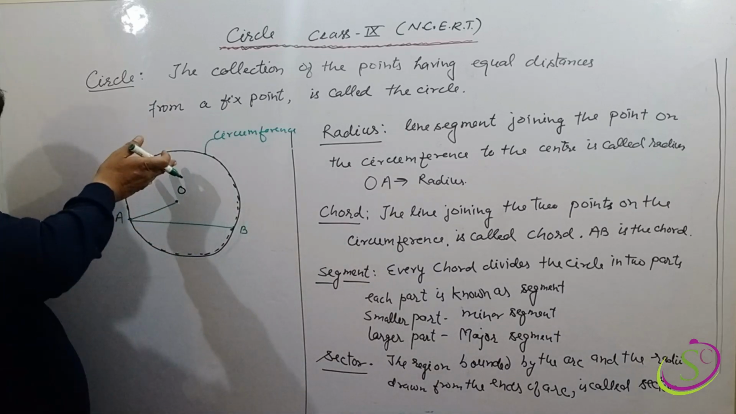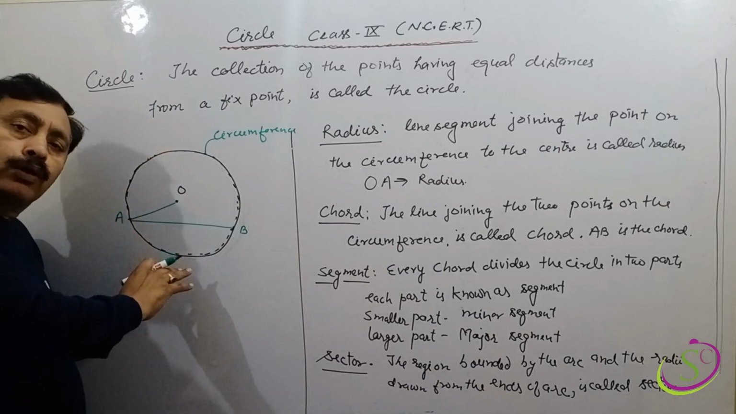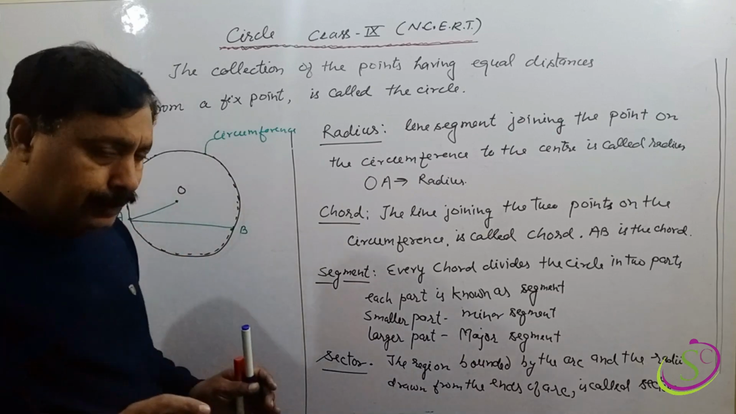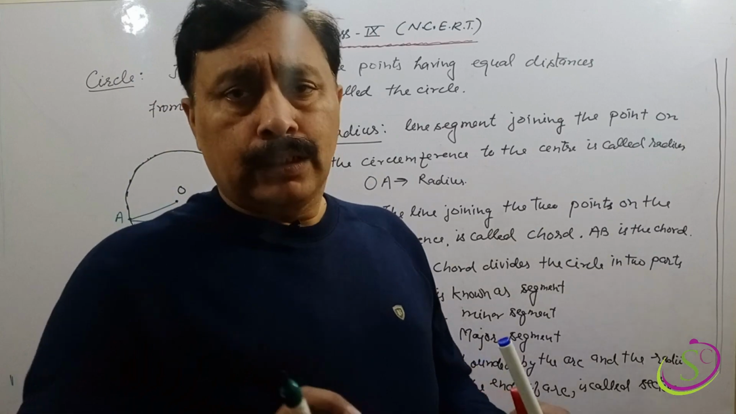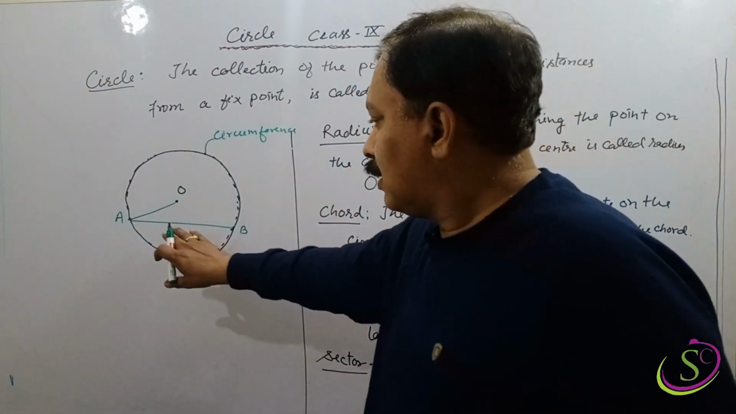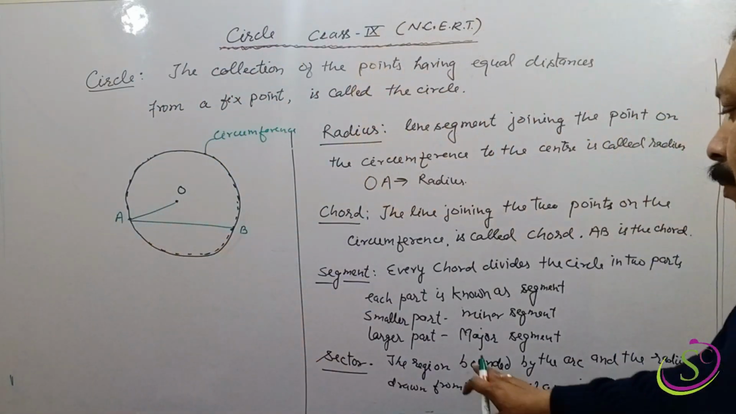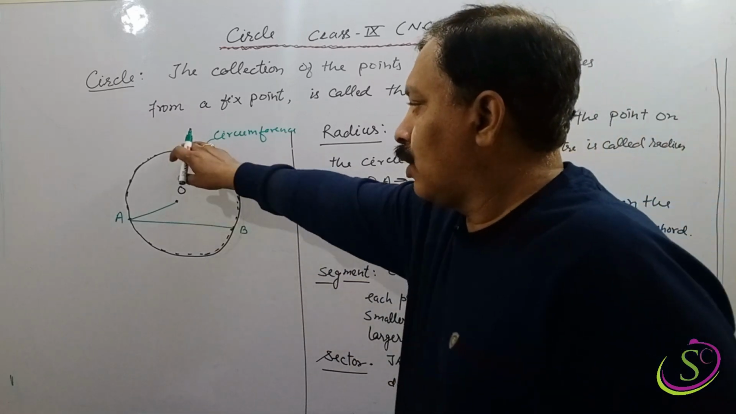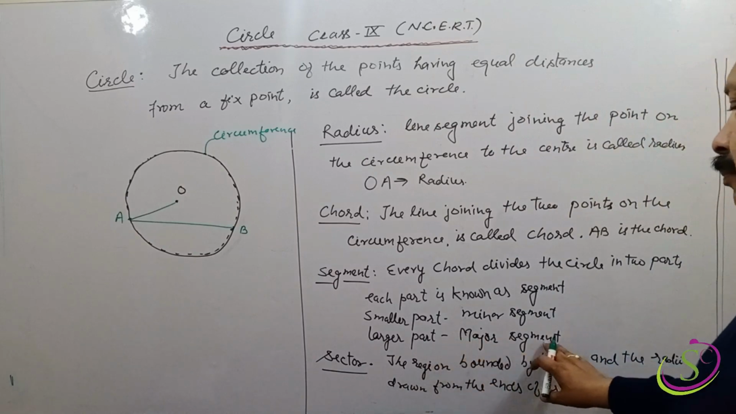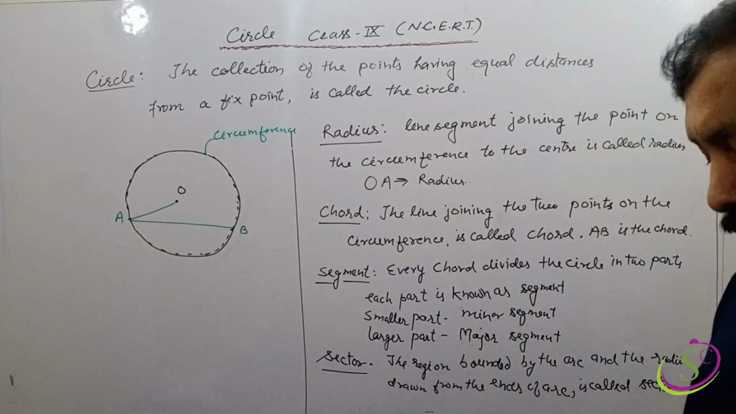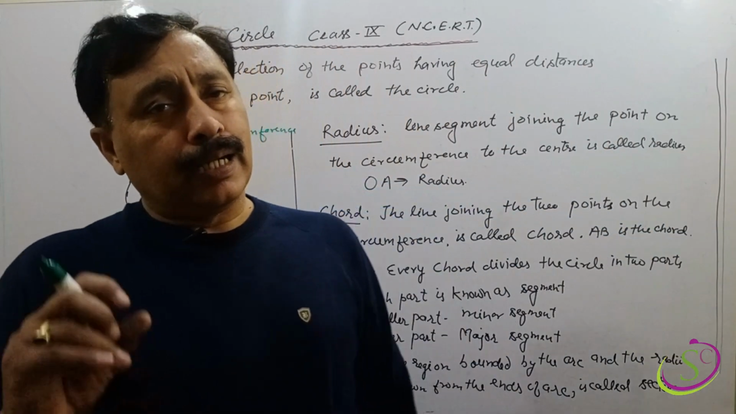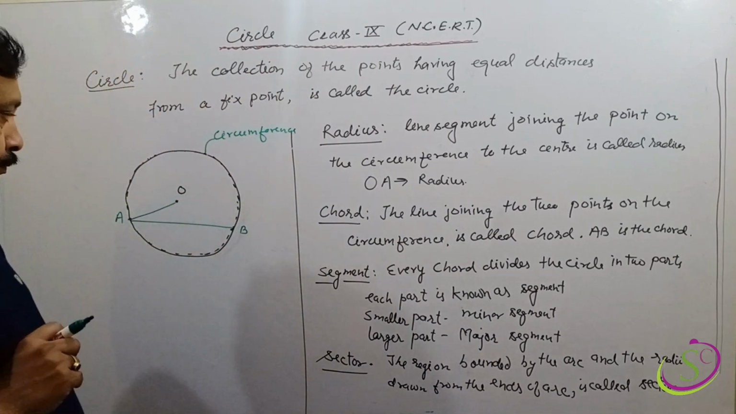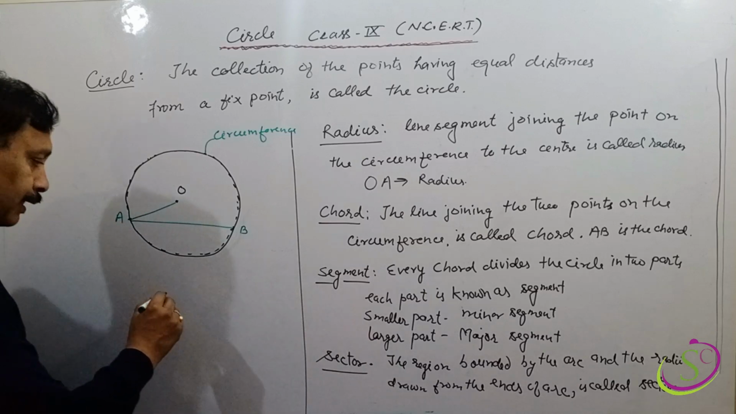Again you see, this chord AB divides whole circle into 2 parts. One is above the chord AB and one is below the chord AB. And one is larger, one is smaller. Smaller portion of this circle known as minor segment, and the larger portion of the circle is called major segment. Okay, and then we are going to a new term, that is sector. Clear? So what is sector?